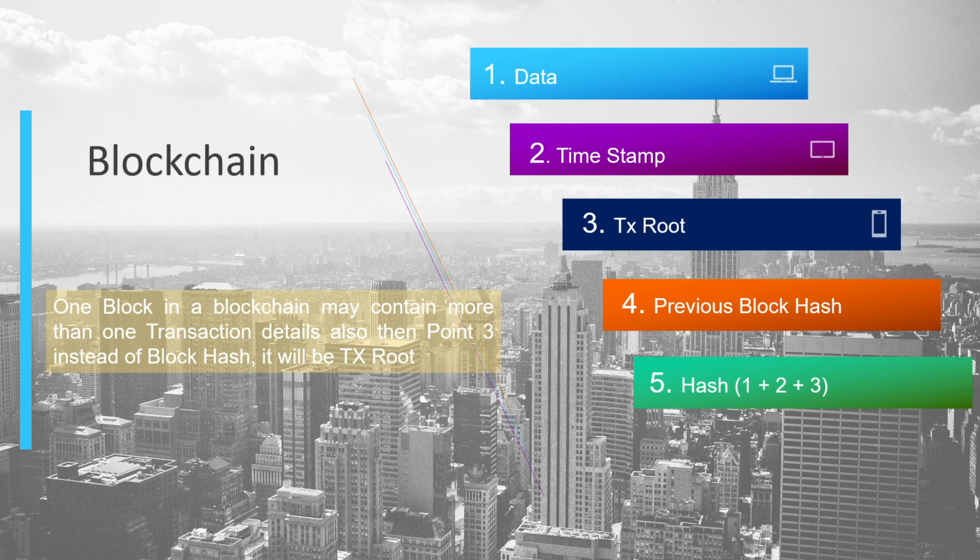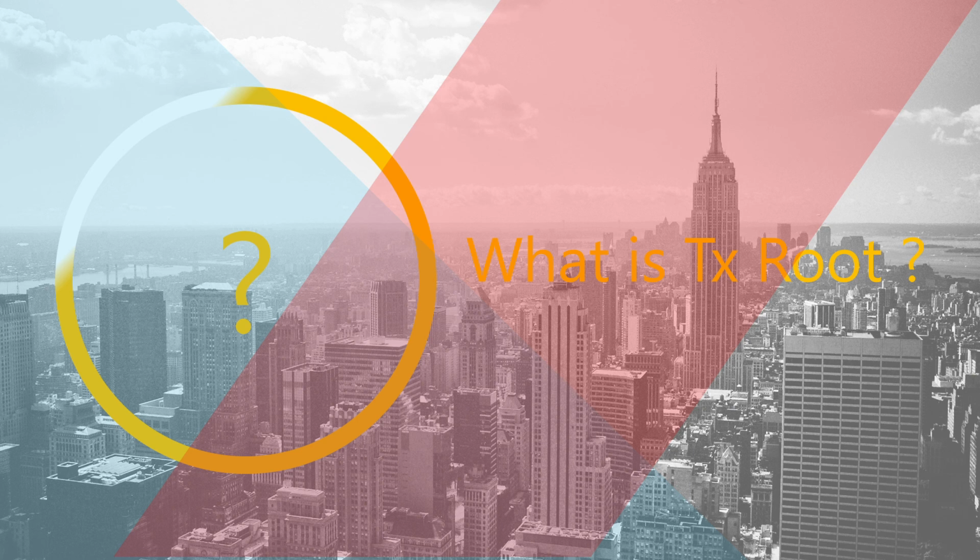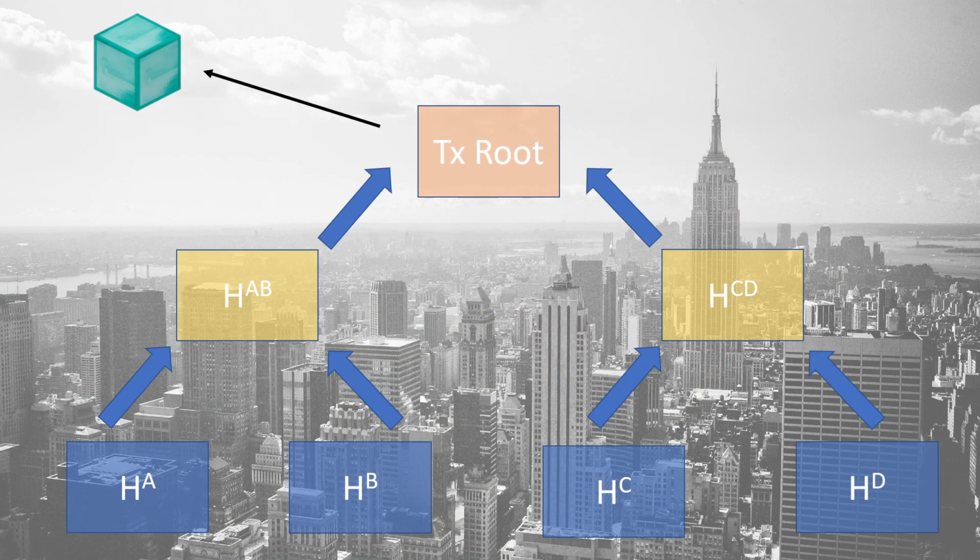Now think that one block contains more than one piece of information, like more than one transaction's details are stored there, or maybe more than one client's information is stored inside one particular block. So how are you going to calculate the hash? Now all points will be the same. Instead of point 3, it will not be the particular data hash with timestamp, it will be the TX root. Now what is TX root? Now we remember that in 1992 the Merkle tree was implemented in blockchain. So let's check how that is implemented. The TX root is nothing but the Merkle tree implementation here.